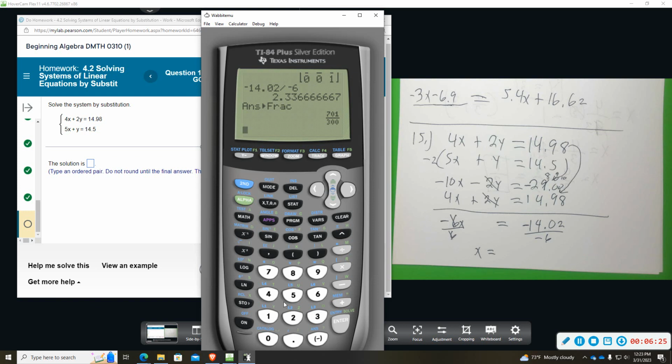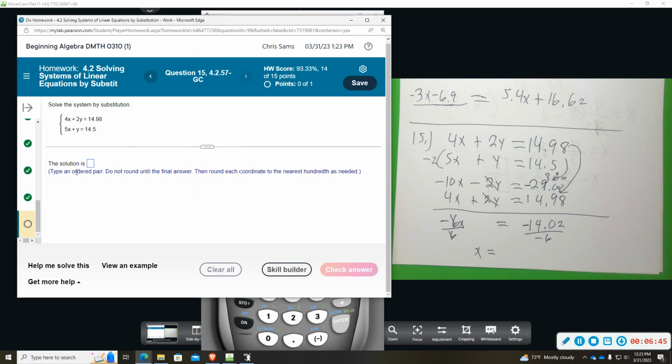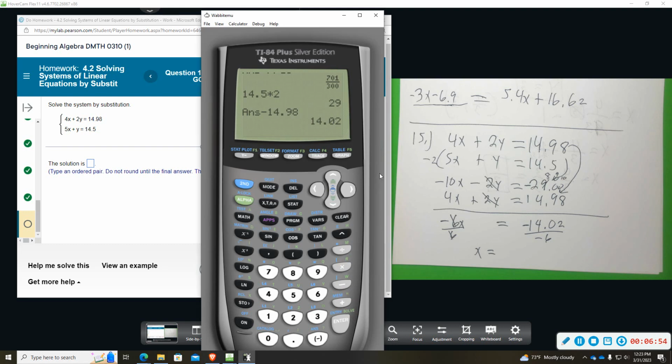All right, so let me double check this. I'm going to say 14.5 times 2, minus 14.98. 14.02. Okay, so that looks good. It tells you type an ordered pair, do not round until the final answer, then round each coordinate to the nearest hundredth as needed. So it's telling me I'm going to have decimals, we're going to round.